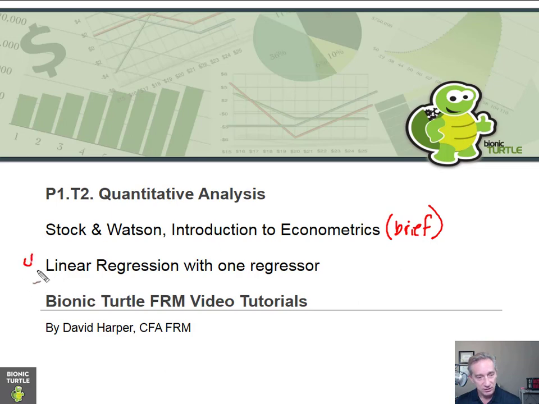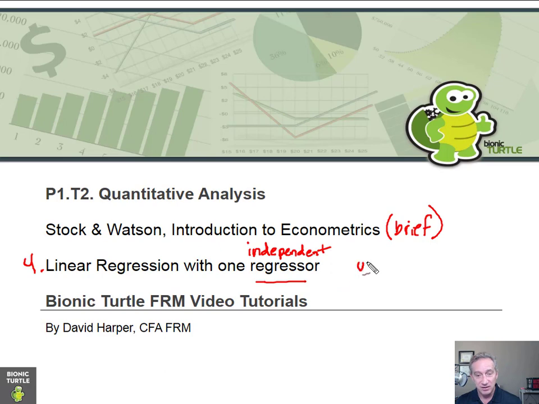But we do start here in Chapter 4 of Stock and Watson, which is called Linear Regression with One Regressor. Stock and Watson have their own set of terms that they prefer, as is often the case in finance. We have different terminologies that sometimes mean the same thing. So some of us, instead of regressor, are used to calling this an independent variable. Okay, so independent is synonymous with regressor. So this is linear regression with one independent variable.